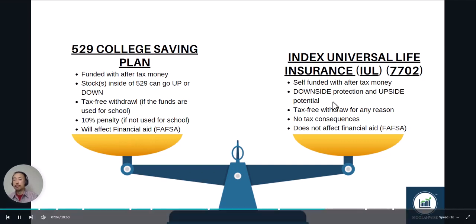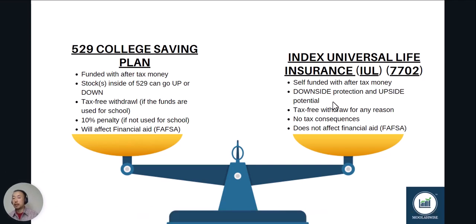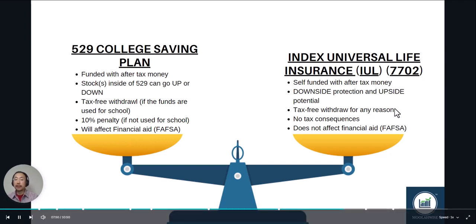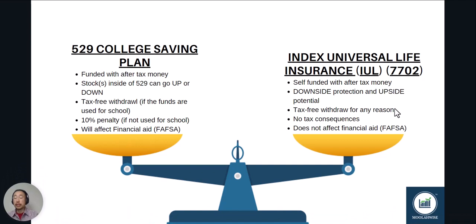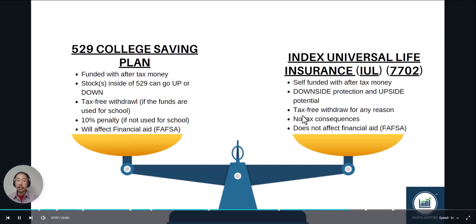So let's say the market is going up 20-30%, you will get up to the cap, and after that the insurance company gets to keep it. But I think of it as a fair trade because they're protecting your money from losses, so they should be able to recoup some of their losses on the flip side, right? And there's tax-free withdrawal for any reason because it is life insurance. As long as you satisfy the insurance rules, it is a tax-free withdrawal, no tax consequences.